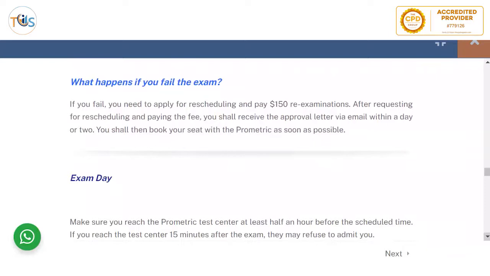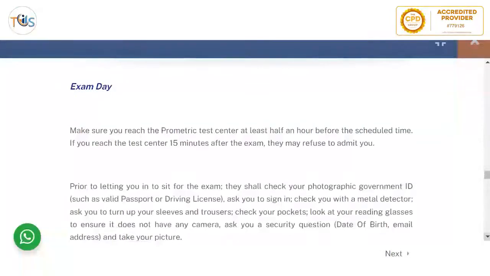So what happens if you fail the exam? If you fail, you need to apply for rescheduling and pay $150 for re-examination. After requesting a rescheduling and paying the fee, you shall again receive the approval letter or email authorization notice via email within a day or two. You shall then book your seat with Prometric as soon as possible, as you did for your initial exam.